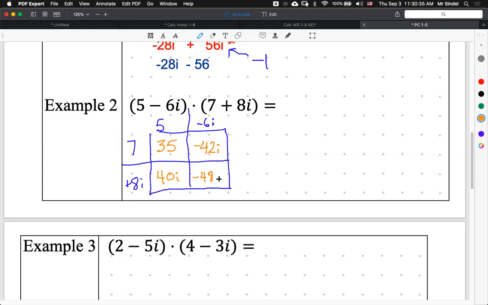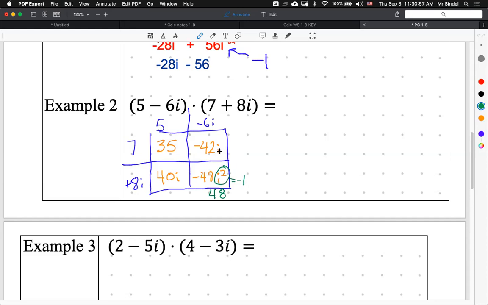And I still have the i, so i squared. But I have to be careful about the i squared because I can go ahead and change that right now. This i squared is equal to negative 1. So in this bottom right-hand side, negative 1 times negative 48 is a positive 48. So I can get rid of all of this and turn it into positive 48.